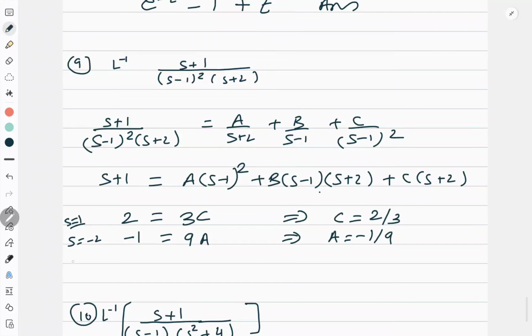Right. Now compare the coefficient of s square. So 0 is equal to a plus b. Implies b is equal to 1 by 9. So now what is my question?